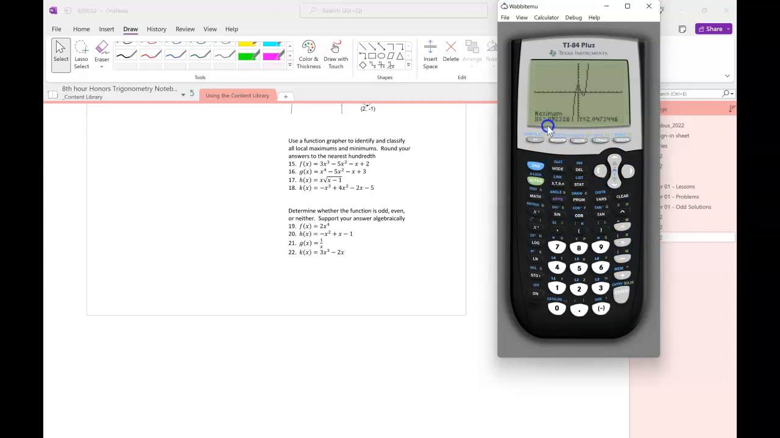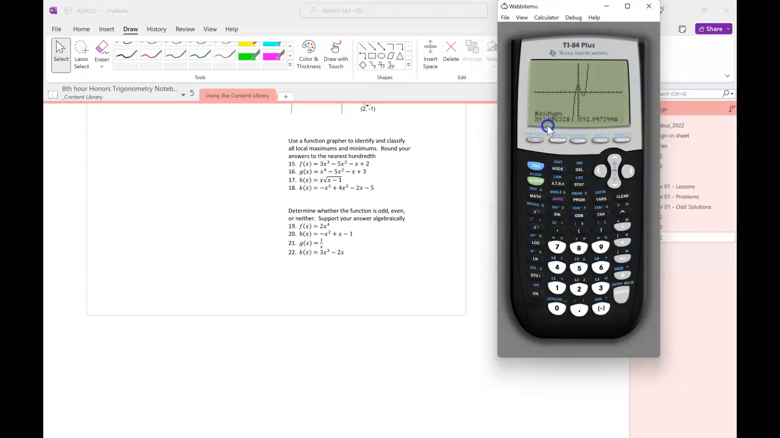So there's my maximum from my calculator. I would just copy in these numbers rounded to the hundredths, so 2 decimal places. And then to find the minimum, I would do the same thing, except I'd use the minimum command.